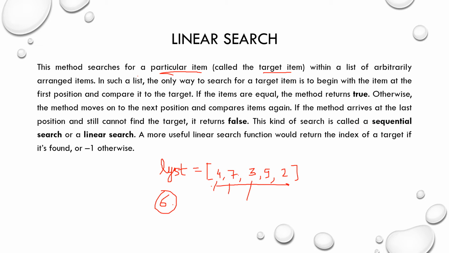A more useful linear search function would return the index of a target if it's found, otherwise it returns -1. That is, if the element is present, for example, if you are searching for 9, then it gives its index number. It is present at index number 4, and that index number is returned in the program. Otherwise it returns -1. Coming to the next slide, where we will see the program.